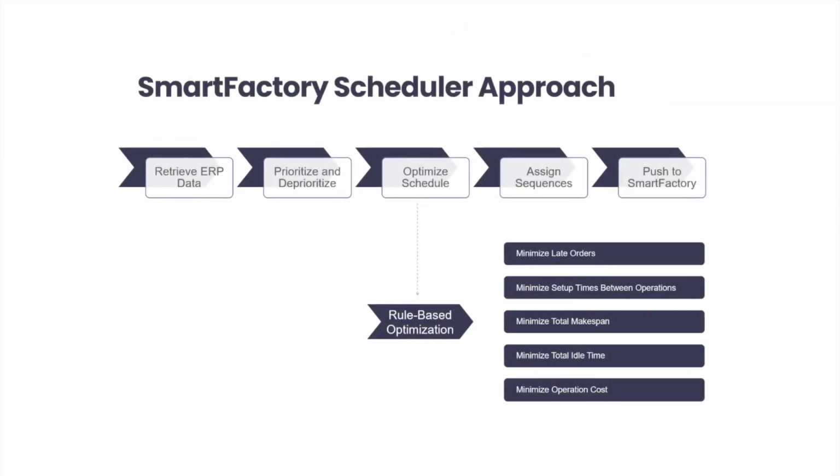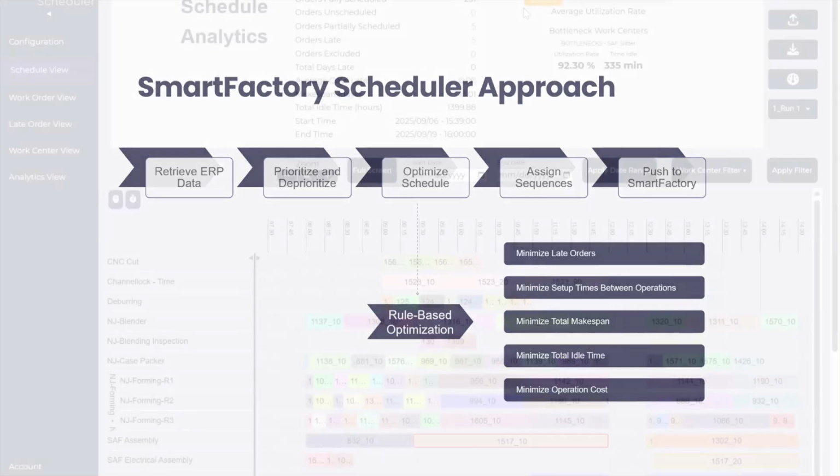The scheduling flow starts by retrieving the work orders from ERP, in this case NetSuite. You can then prioritize and deprioritize the work and ask the scheduler to optimize the sequences. Once you approve of the schedule, you can send the sequence numbers to SmartFactory.